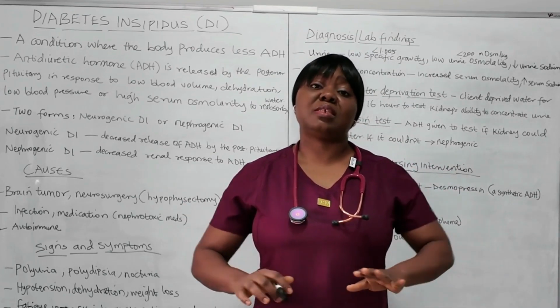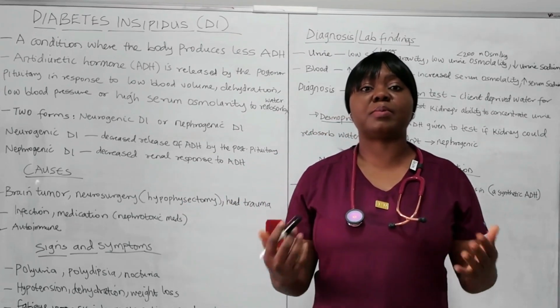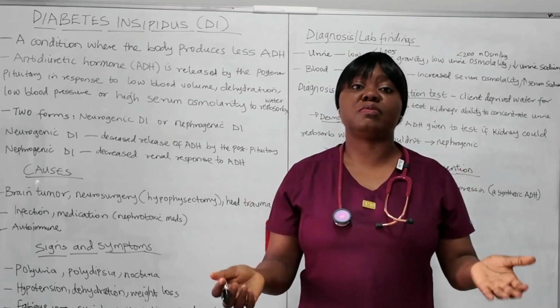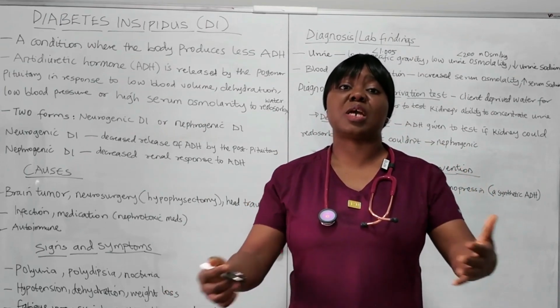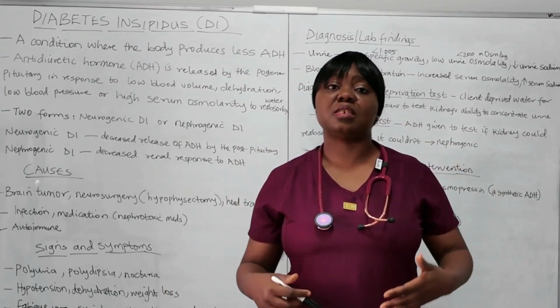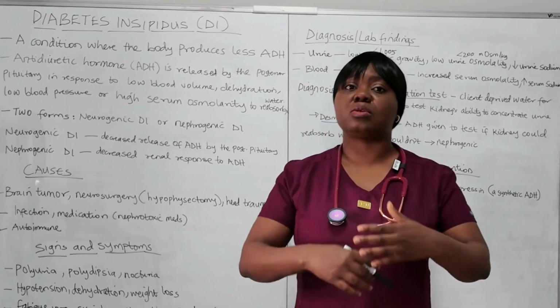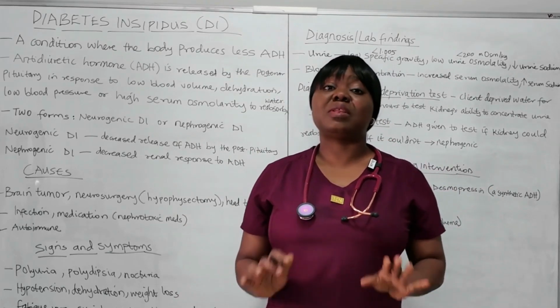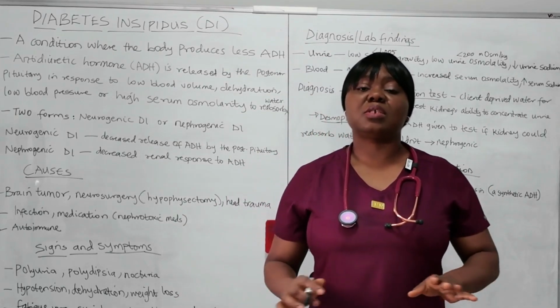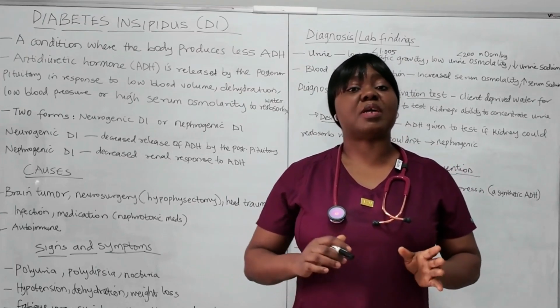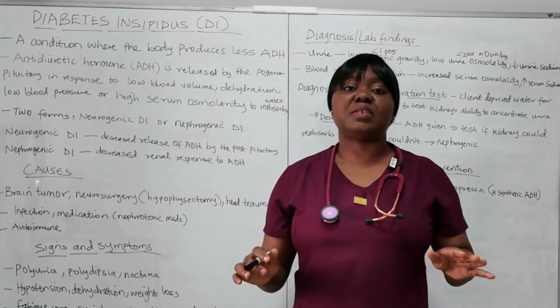But in a situation where there's less antidiuretic hormone, the patient is going to keep losing fluid because the kidney will not be able to reabsorb fluid back. So as the patient takes in any fluid, the patient loses a lot of this fluid in the urine. Now take note, diabetes insipidus is not a form or type of diabetes mellitus. In fact, it's a different thing entirely.